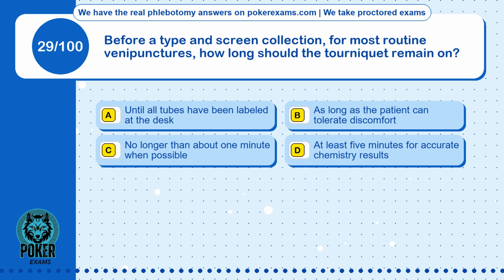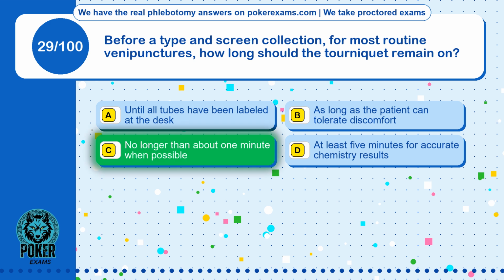Question 29. Before a type and screen collection, for most routine venipunctures, how long should the tourniquet remain on? Option A. Until all tubes have been labeled at the desk. Option B. As long as the patient can tolerate discomfort. Option C. No longer than about 1 minute when possible. Option D. At least 5 minutes for accurate chemistry results.